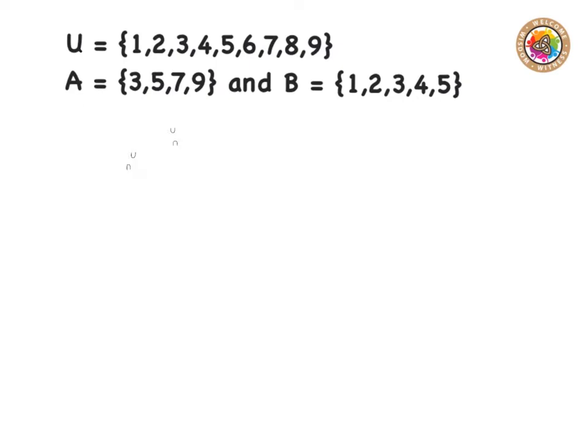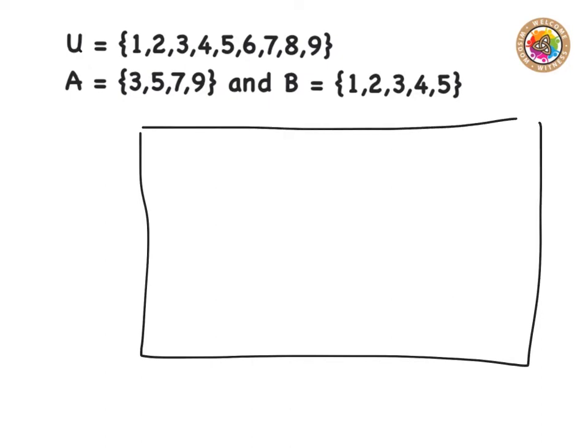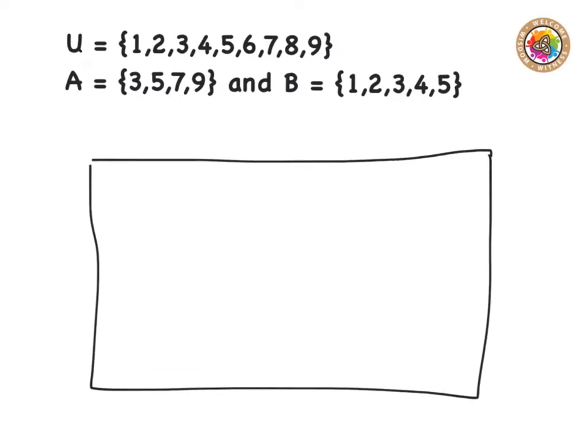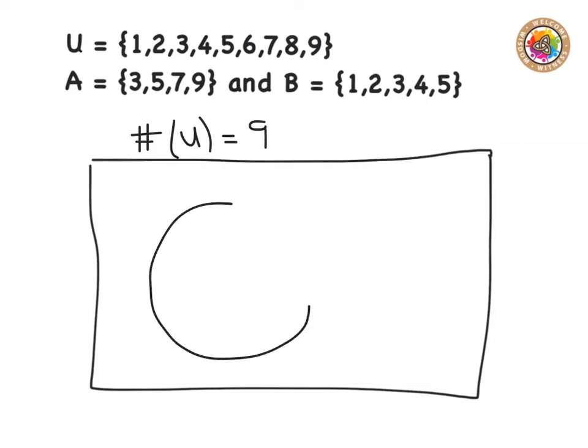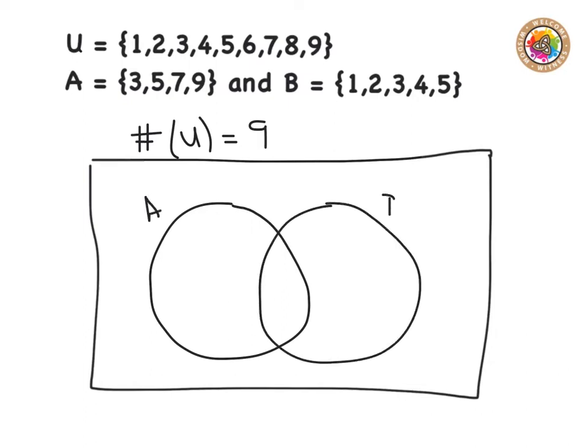So I'm going to begin by drawing a rectangle, and that rectangle is U to represent our universe. Okay, and so here I write down U and I say hashtag U, and we remember that hashtag means the cardinal number. So the number of elements in U, well, we can see it there, very straightforward. There's 1, 2, 3, 4, 5, 6, 7, 8, 9 elements in U this time. Okay, and then inside in our universe we have two sets. We have A and B, and they are two interlocking circles.